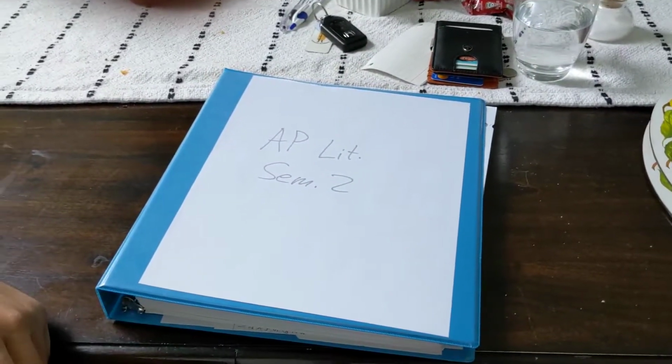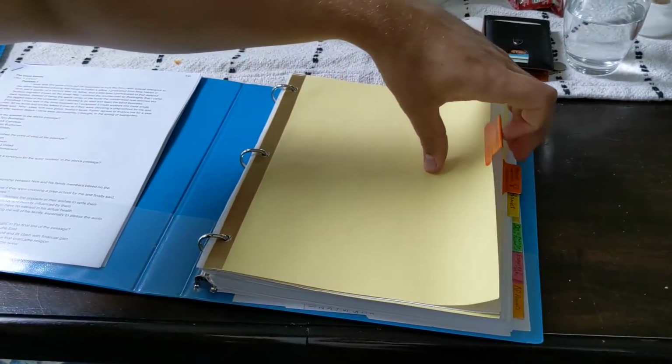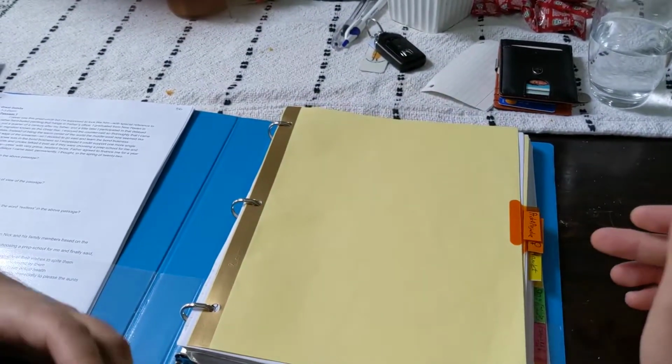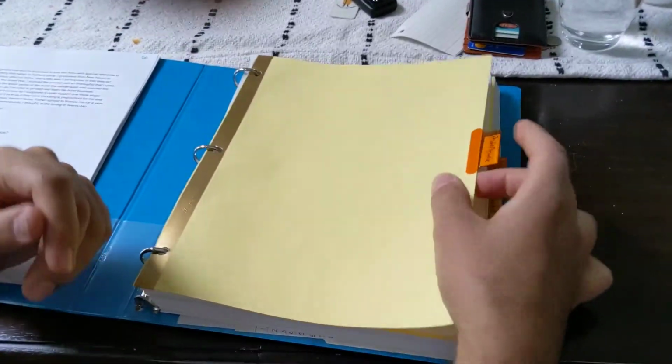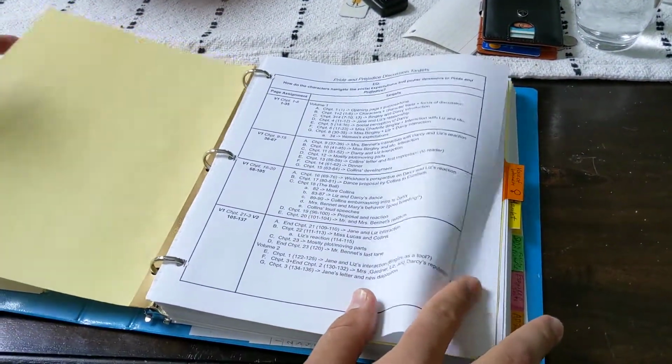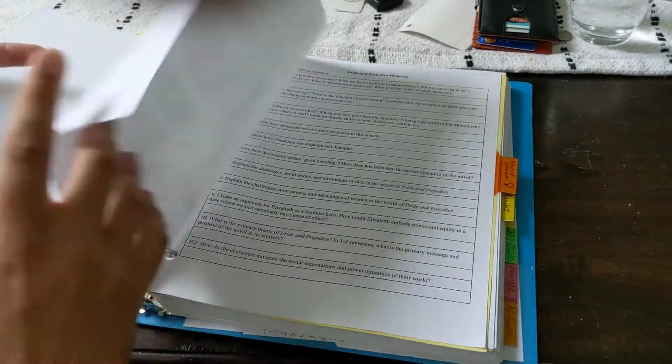So this is my other notebook. For me, it's semester 2, but you guys just have one notebook for both semesters. And if you take a look at the headings, this is not based off of literary devices. This is based off of works. So for example, this first one is Pride and Prejudice, and I have all these little discussion targets here.